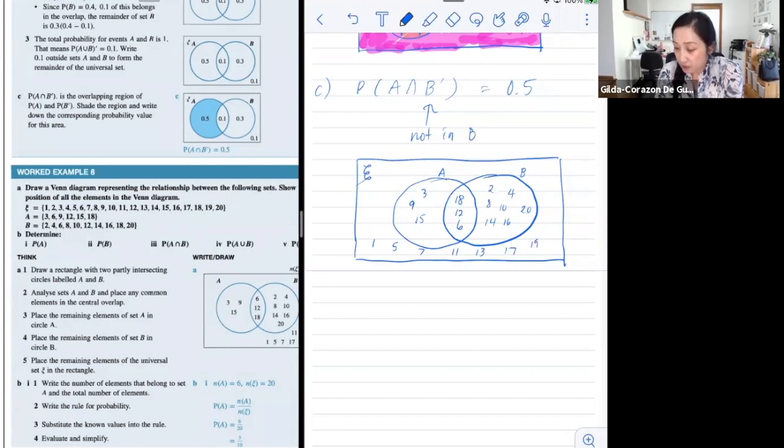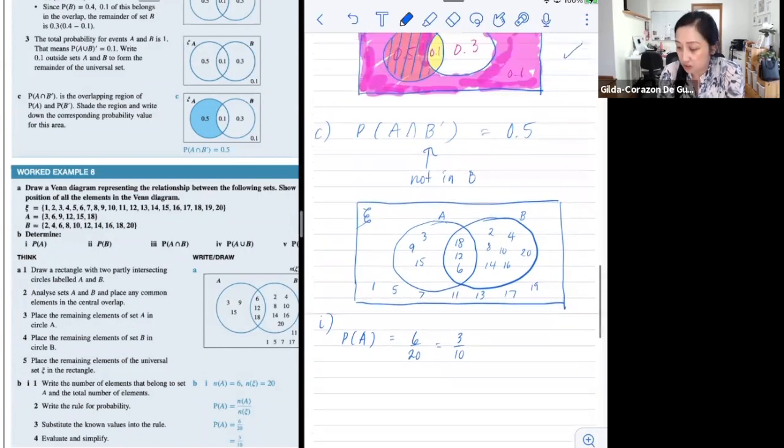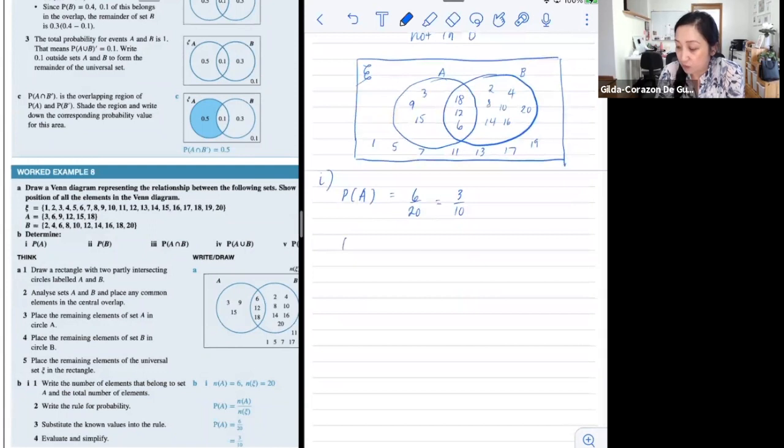What do we want? We want to find the probability of A. The probability of A would be you count how many elements you have there. There's 6 out of 20. And then you just simplify. What's 6 out of 20 equal to? That's 3 out of 10. All right. So the idea there, I guess the challenge there would be to actually draw the Venn diagram, and then everything else would probably follow smoothly because you just need to count how many there are and how many would be the total.